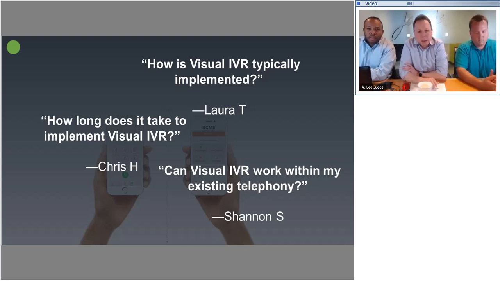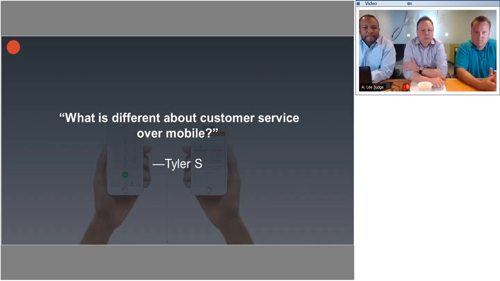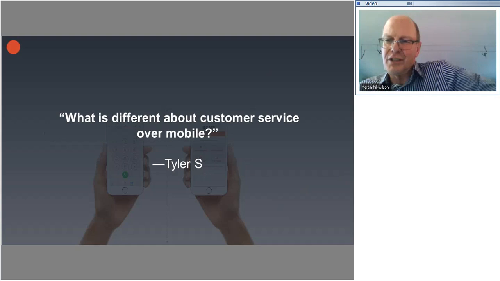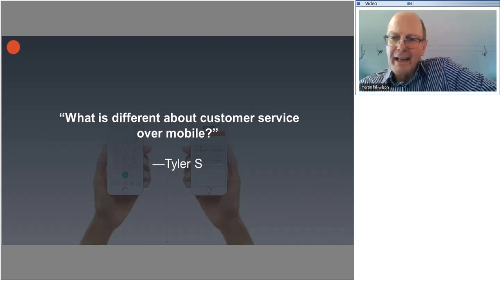All right, let's go on to our next question here. The next one says, what is different about customer service over mobile? Yeah, let me chip in on that one. I think that's a growth opportunity for many organizations, simply because customers are obviously more likely to be using smartphones today. And I don't know that necessarily people have thought enough about that.